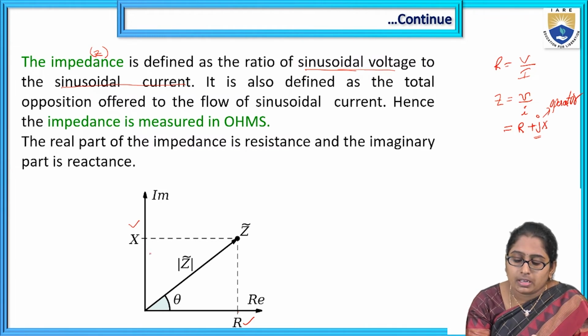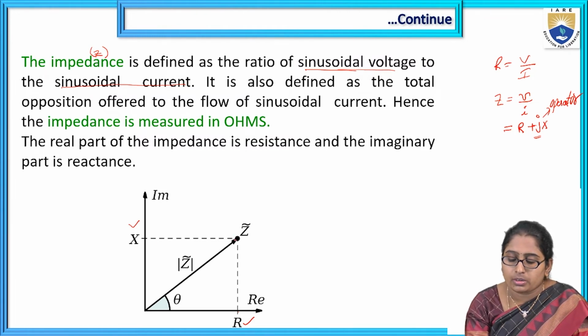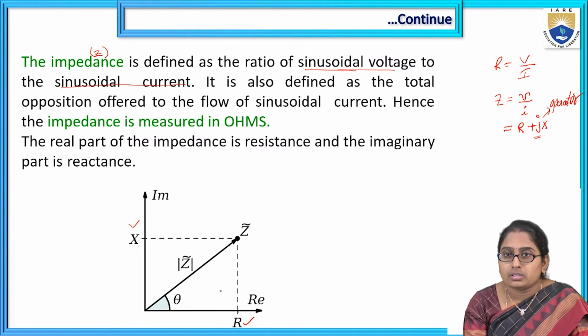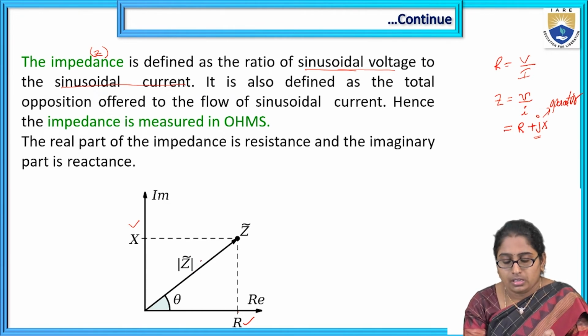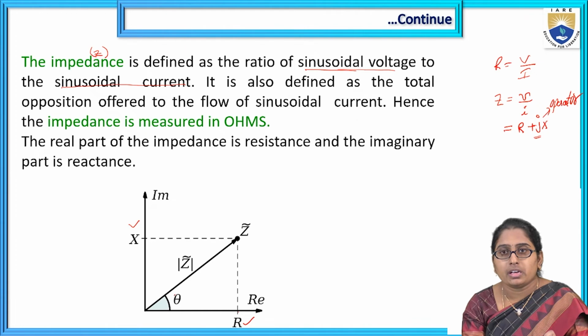Now, what is the resultant of these R and X? The resultant of R and X is a vector sum or phasor sum, and that is given by Z. This Z has magnitude as well as angle. This length gives the magnitude, and along with the magnitude, it has the angle also, which is calculated here.